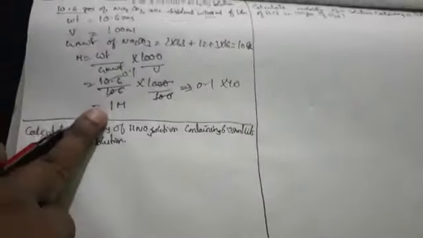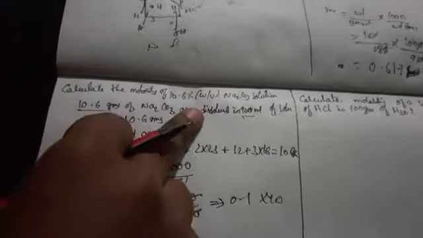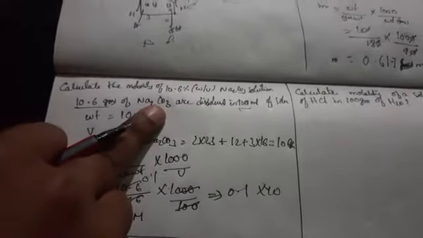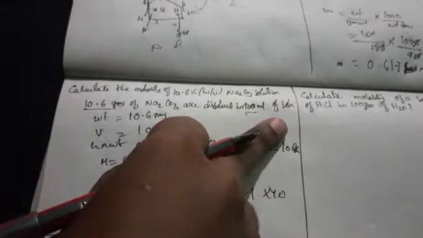When you cancel this, 0.1 into 10, how much will you get? 1. Okay, 1 molarity. So see here, calculate the molarity of 10.6% W by V Na2CO3 solution. He told us to calculate molarity, but he has given it in percentage. That indicates 10.6 grams of Na2CO3 is dissolved in 100 ml of the solution.